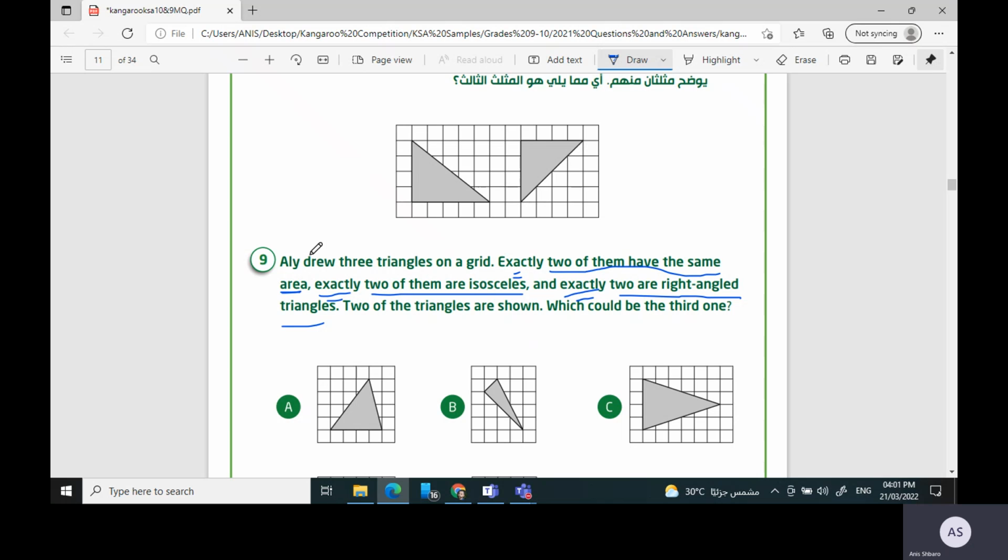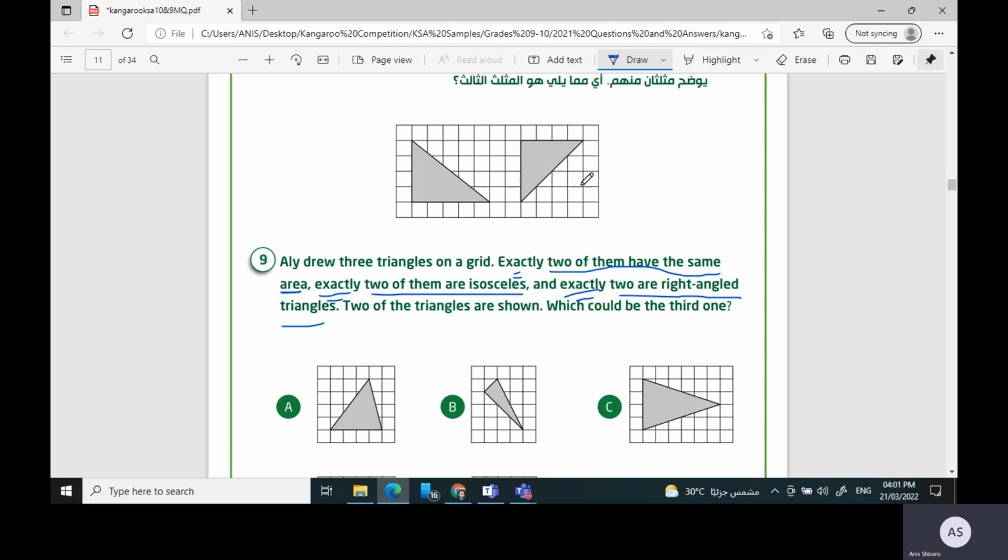So first of all, I'm going to repeat the question. Ali drew 3 triangles on a grid. Exactly 2 of them have the same area. Exactly 2 of them are isosceles and exactly 2 are right angled triangles. 2 of the triangles are shown above, which could be the third one? So we have 2 triangles and we need to choose the third triangle.